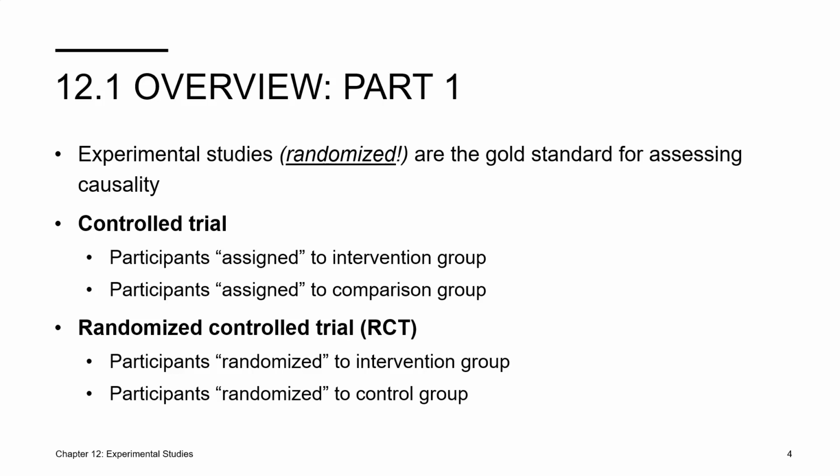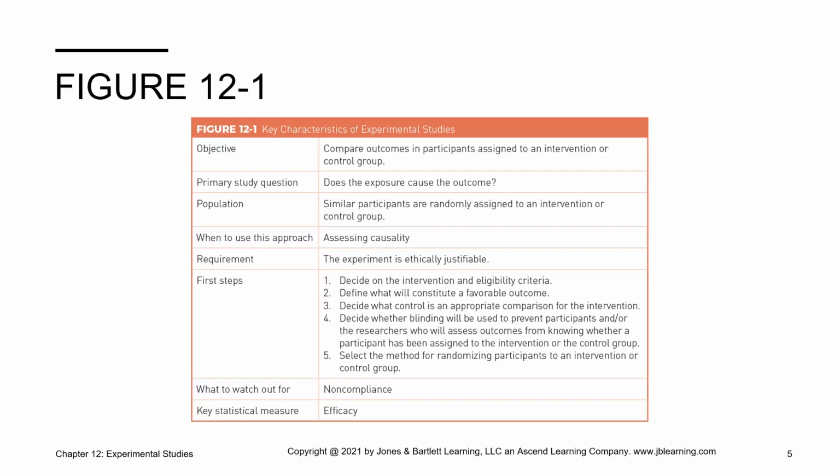A randomized controlled trial is when they're randomly assigned to these different groups. So you can have a trial where you assign people to different groups and then test a treatment, but it's not considered an experimental study unless they're randomly assigned to those groups.